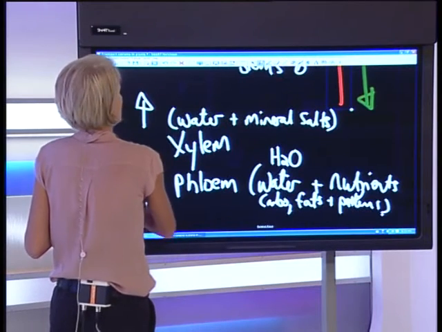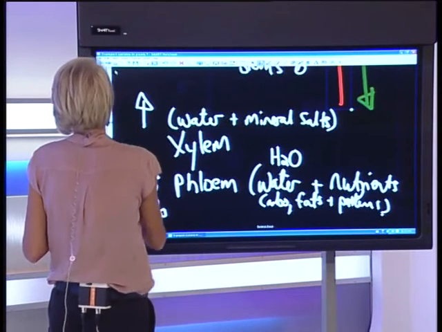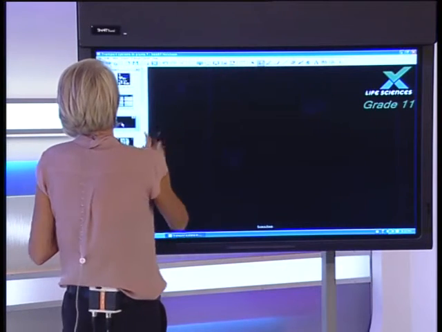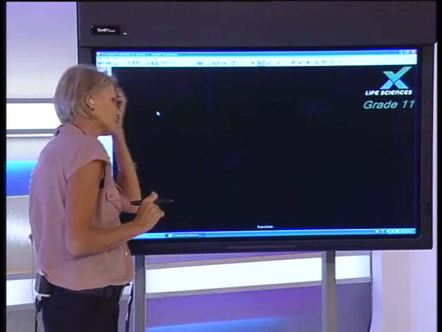Okay. I need another page. We need a whole page for that. Yep. We need a whole page for that. Okay, here we go, new page. All right.